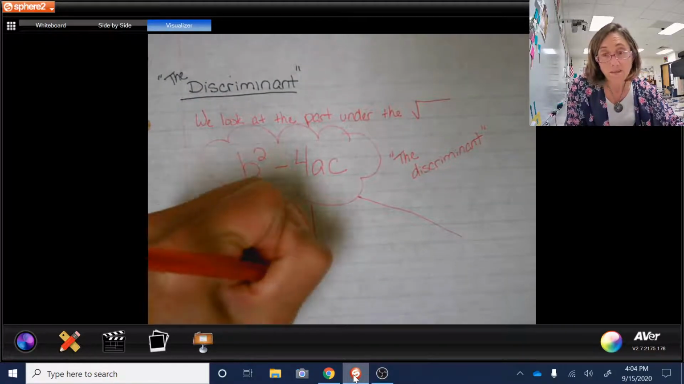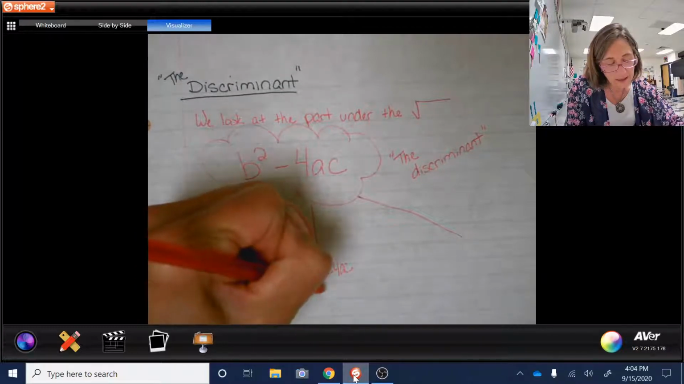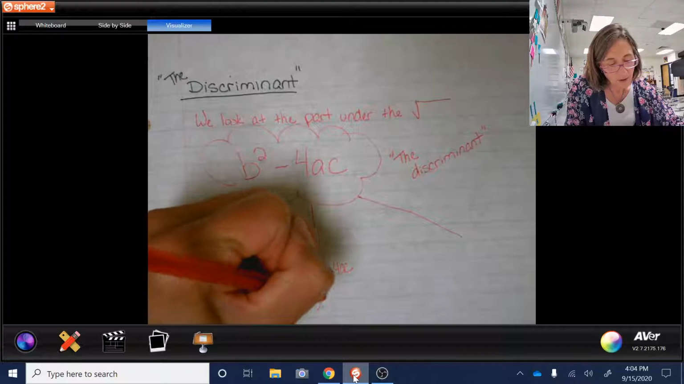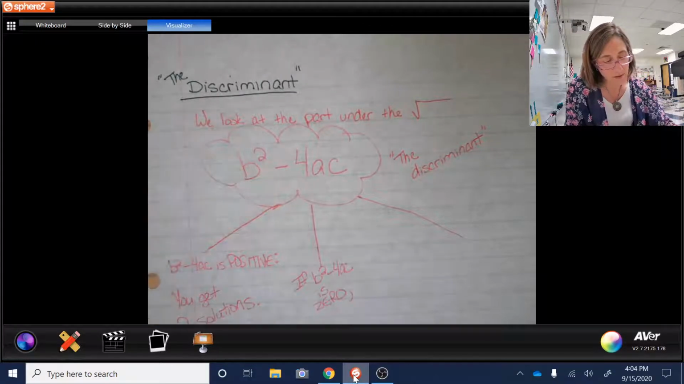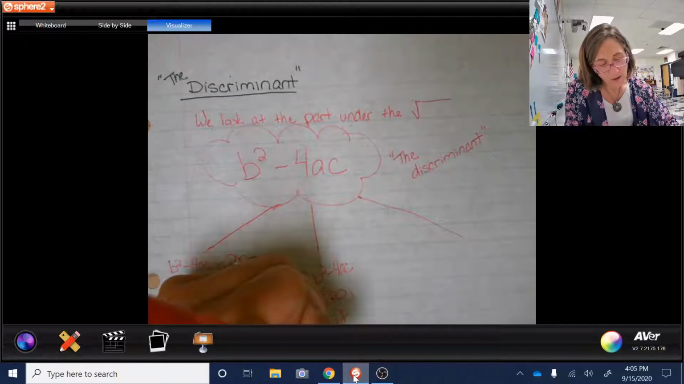If the b squared minus 4ac is 0, you get one solution.